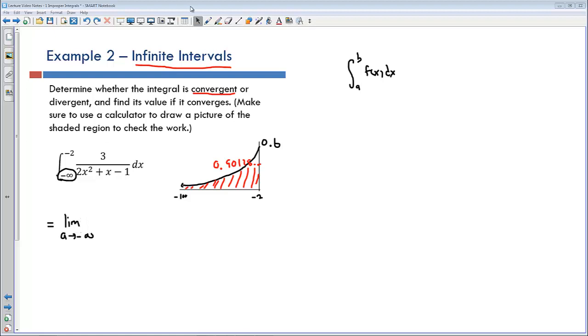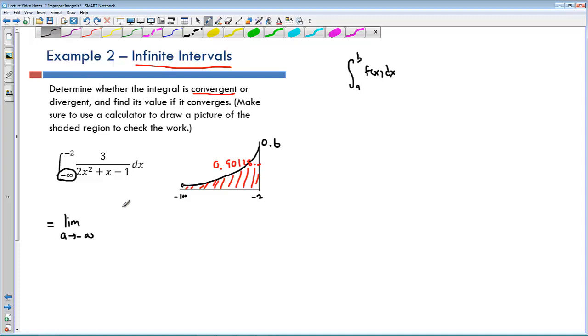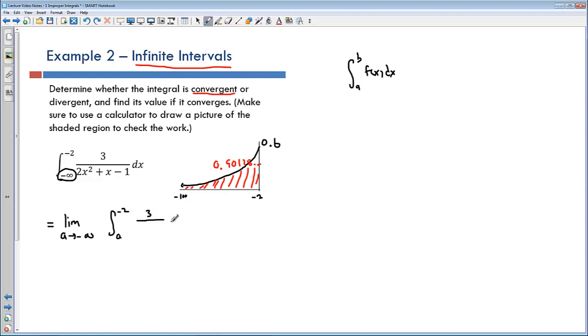And so then we copy down my integral. I'm going to have the integral from a to -2 of 3 over 2x squared plus x minus 1 dx. All right, so now this is a definite integral. It's well defined in the sense that we used that definition before. And so now I can evaluate this integral, and then I'll run a limit through it and see what happens.